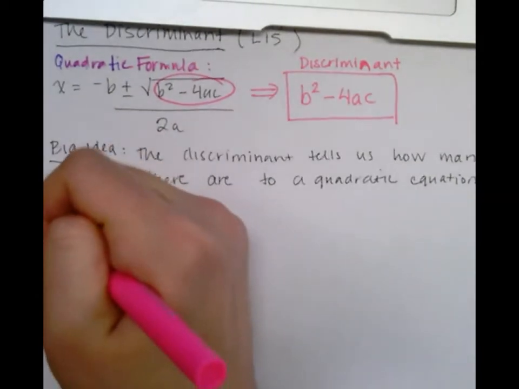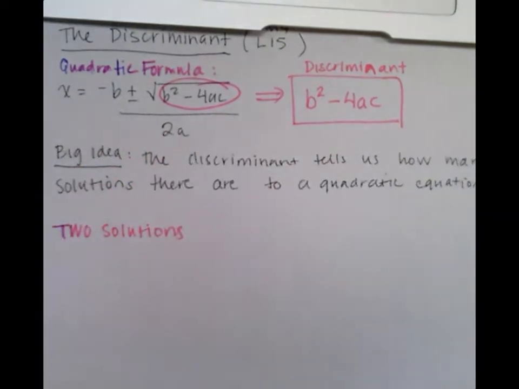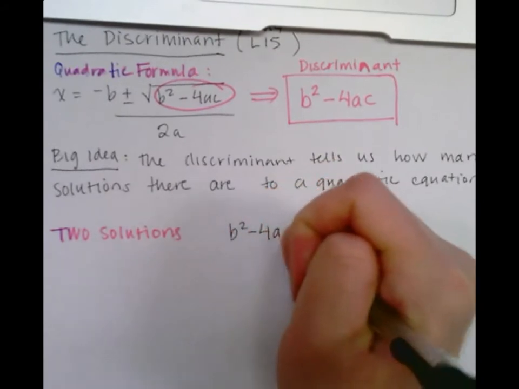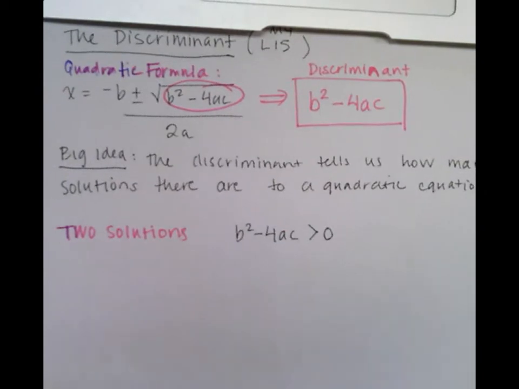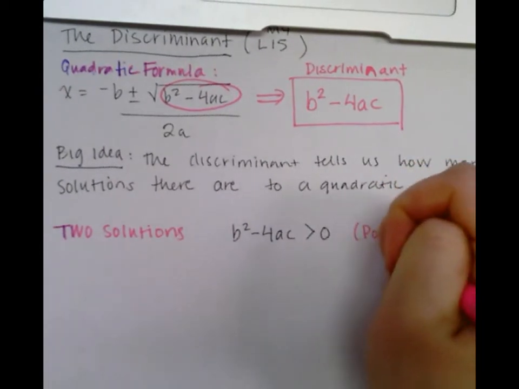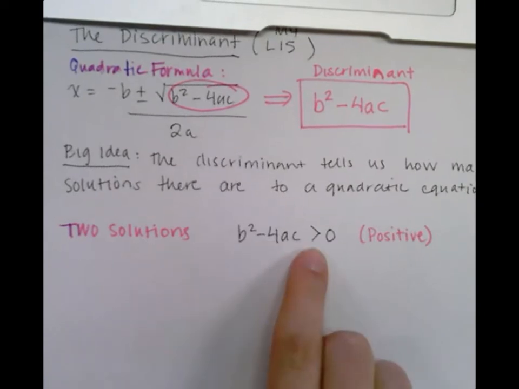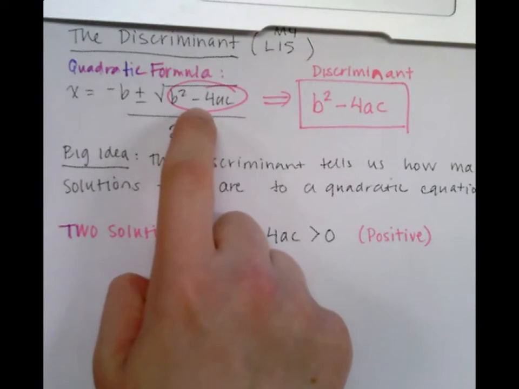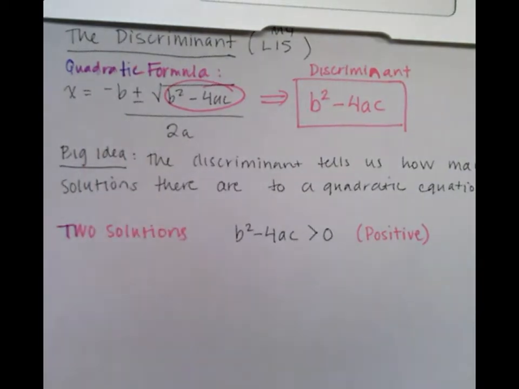Two solutions. And this occurs where the discriminant b squared minus 4ac is positive, so greater than 0. The idea is that if the discriminant is greater than 0, there's going to be a way to evaluate the square root. It's going to be some irrational or rational number, and then we'll add or subtract it from the negative b, and we'll get two solutions.